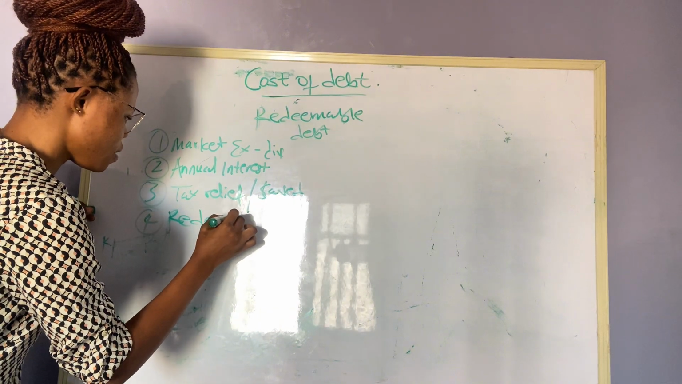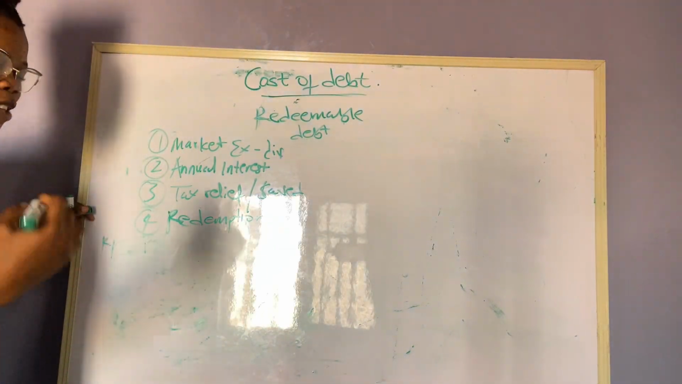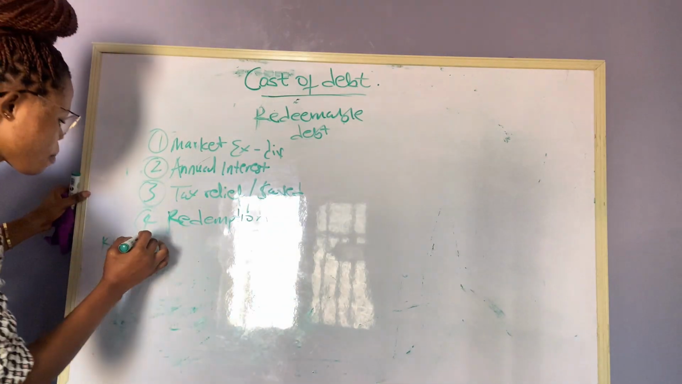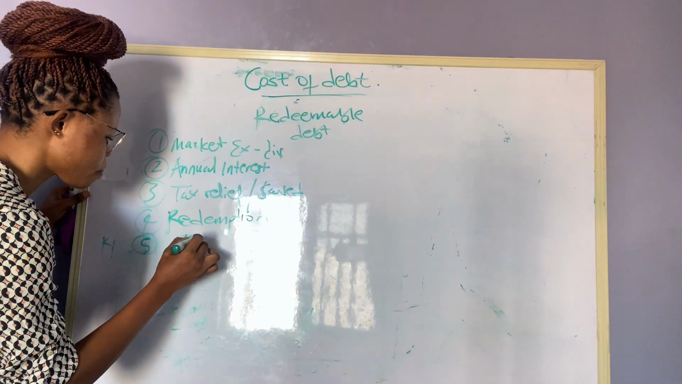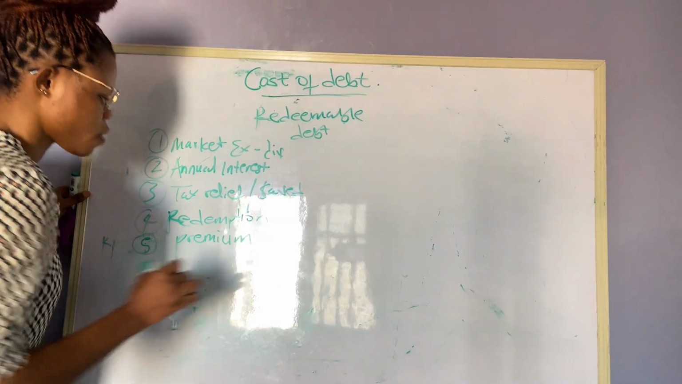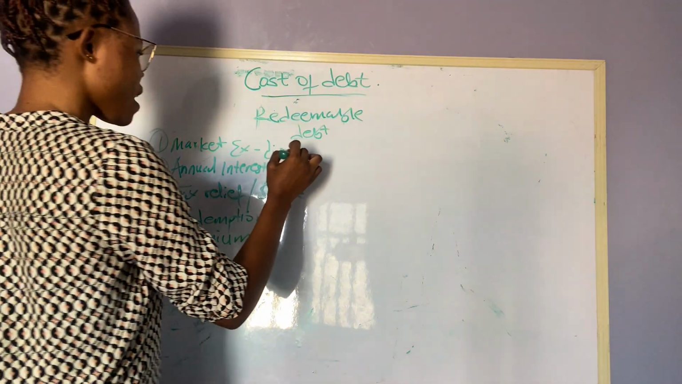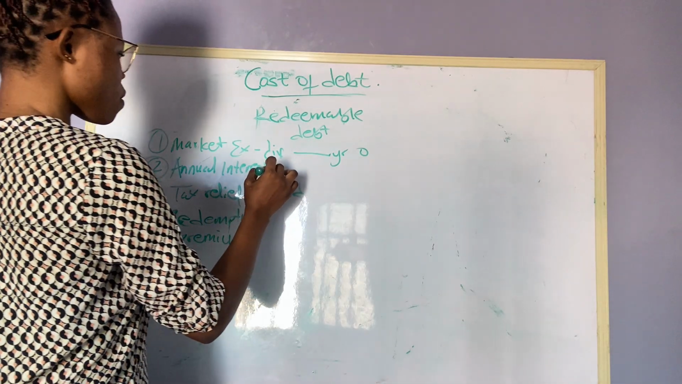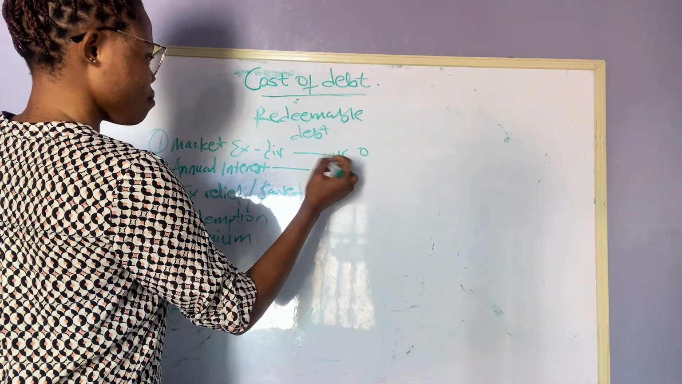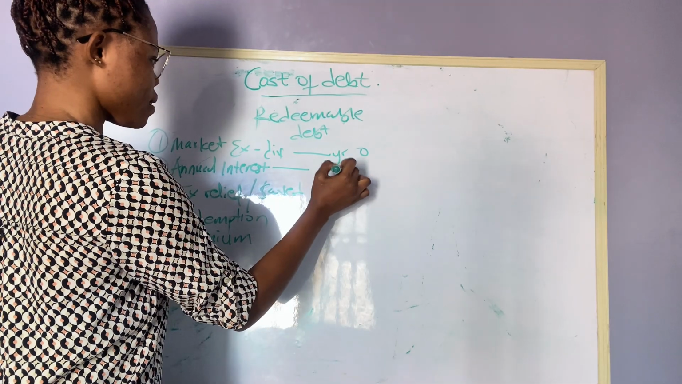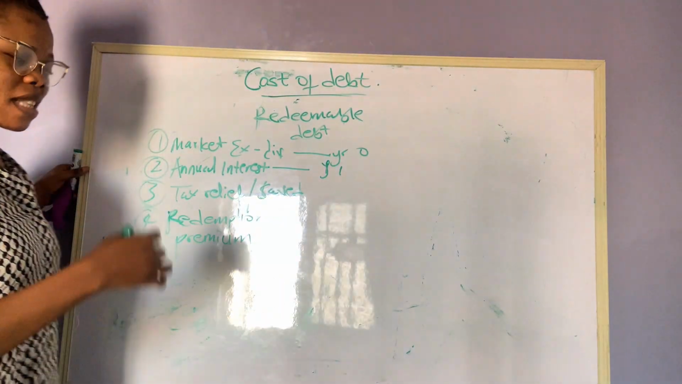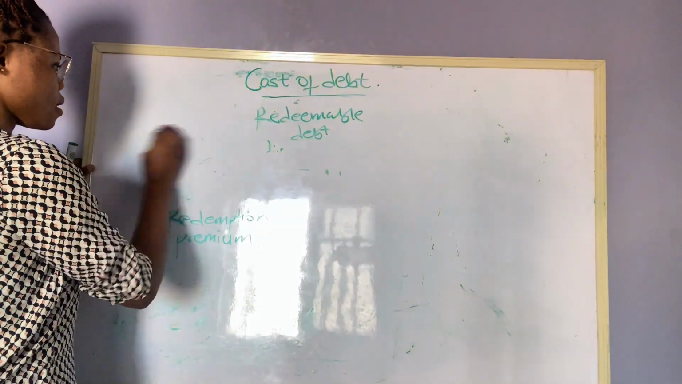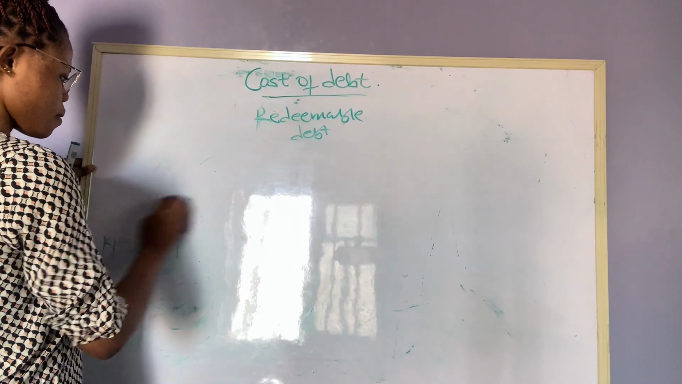Yes, redemption. There are some questions that will have premium. So that's premium, and you add it. Now this one is going to be at year zero, and then this one will be in year one. It depends on how you draft the table. Okay, let's move on and solve a question on this.